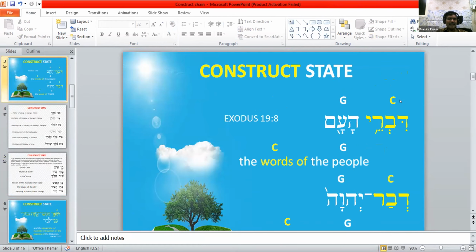the proper relationship between the absolute state and construct state. And this relationship you will find in nouns only. It is not necessary that only two nouns are connected. In some cases in the Hebrew Bible, there are more than two, three, four, up to a maximum of five nouns in construct state connected together to a single absolute state. So it is very necessary to learn.